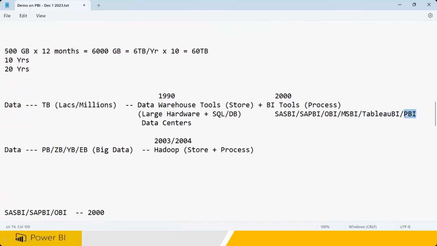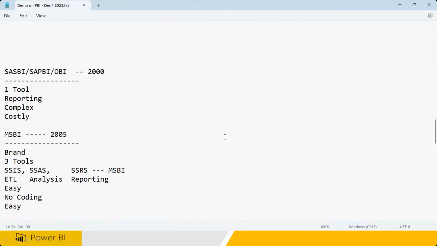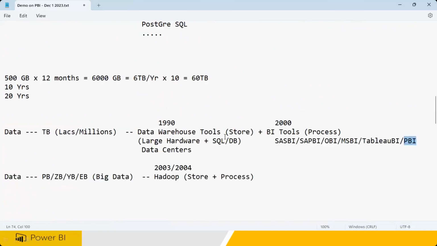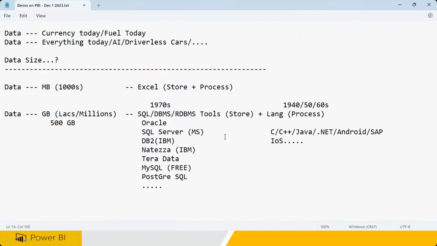Now let us understand the difference between MSBI and Power BI. Tableau BI and Power BI are both similar, so what is the difference between MSBI and Power BI? MSBI has three tools. Before MSBI came, as I already discussed, from Microsoft we only had SQL Server, which is a purely RDBMS software. What is RDBMS? Relational Database Management System. It is called SQL. SQL means storing the data, retrieving the data.